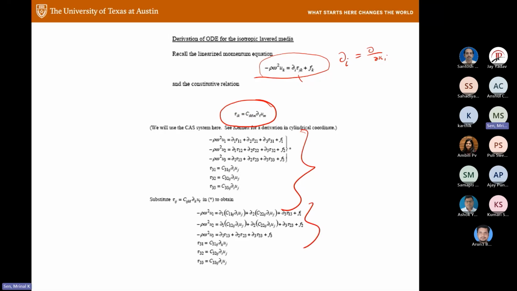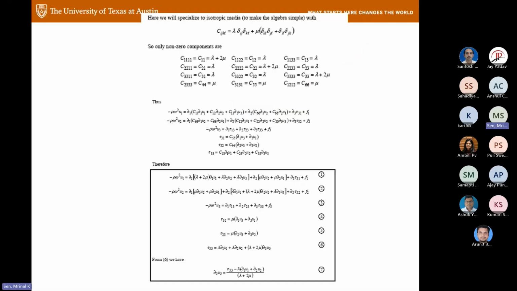And then here we will specialize to the isotropic case, and we'll also use Voigt notation. So C1111 is C11, and that's our lambda plus twice mu, which I talked about earlier, I think in the first lecture. And this is lambda, this is mu. Once you plug it in, then what you see is we have these seven equations.